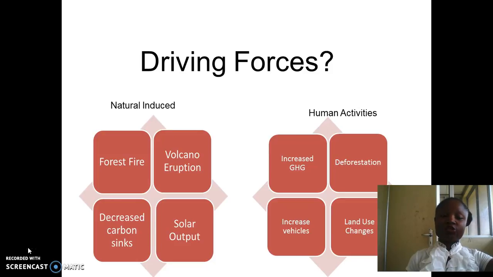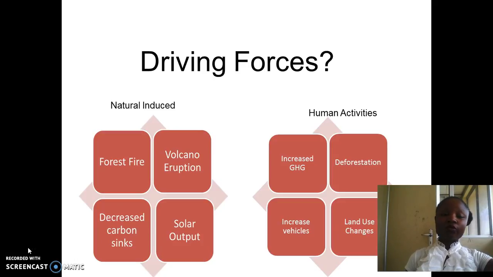So in these diagrams, I made a few examples of the naturally induced activities as well as a few examples of the human activities. When we talk of the naturally induced activities, one can look at forest fires, volcano eruptions, decreased carbon sinks, and solar output. And when we look at the human activities, we can include increased greenhouse gas emissions, deforestation, increased vehicles, and land use changes. Now, from these examples, I am going to take one example from the naturally induced activities and explain how it contributes to climate change, as well as one example from the human activities and explain how it contributes to climate change.